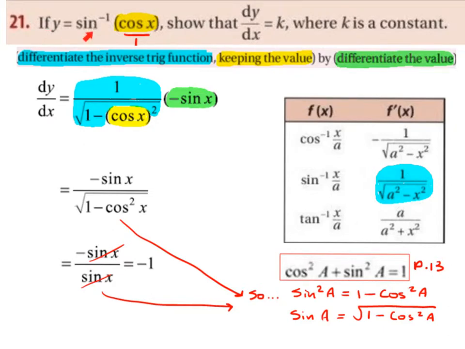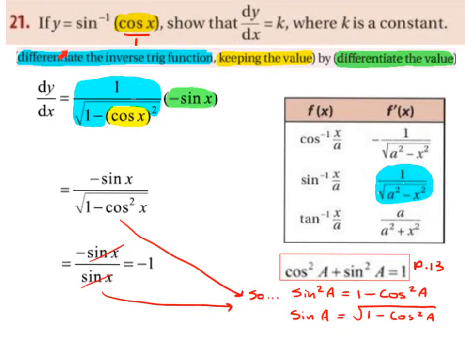If y equals sine inverse cos x, show that dy/dx is equal to k, where k is a constant. So what we're going to do is use our chain rule formula, which is also known as the outside-inside rule.